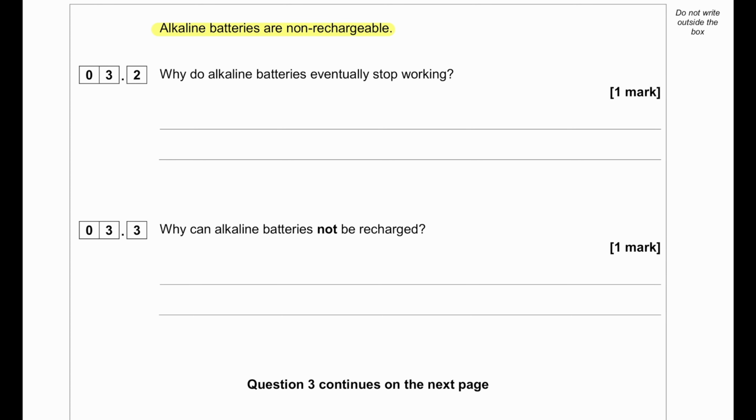Alkaline batteries are non-rechargeable. Why do alkaline batteries eventually stop working? So basically, alkaline batteries have reactants inside them, which is chemical energy that is getting converted into electrical energy. When the chemical runs out, the battery cannot produce any more electrical charge.